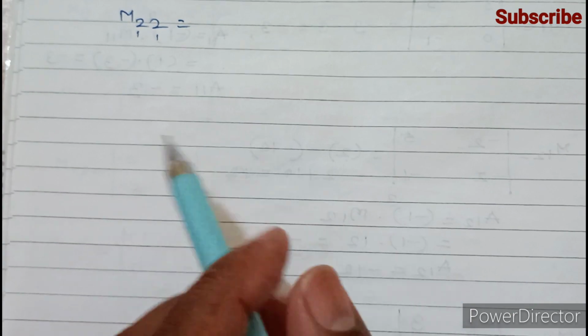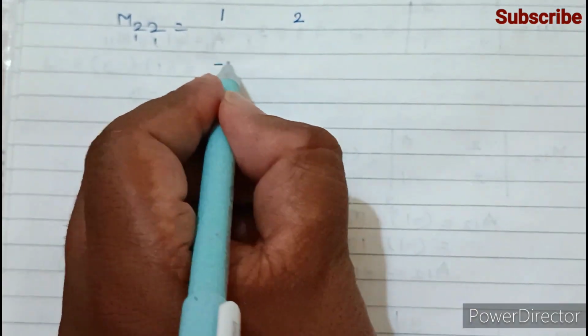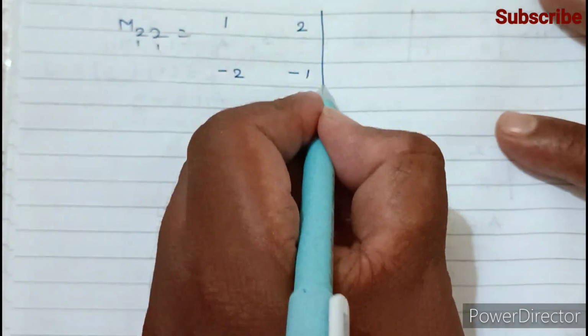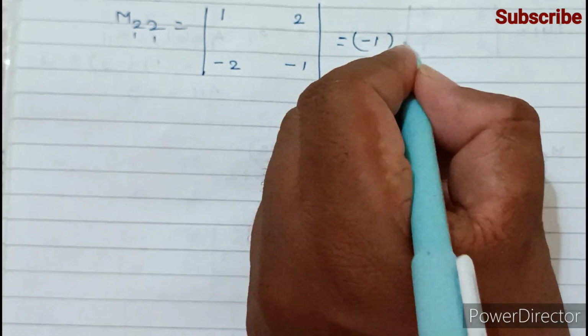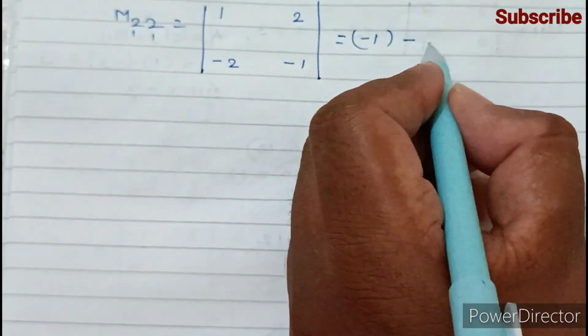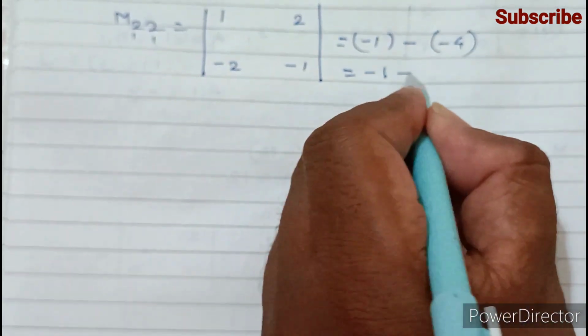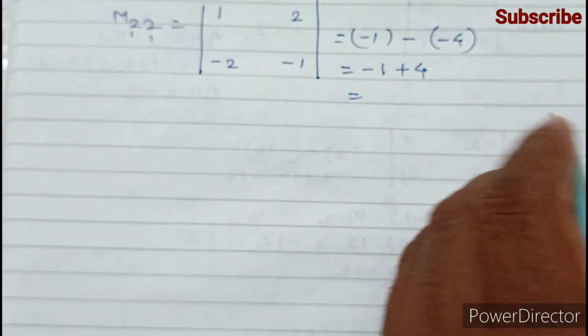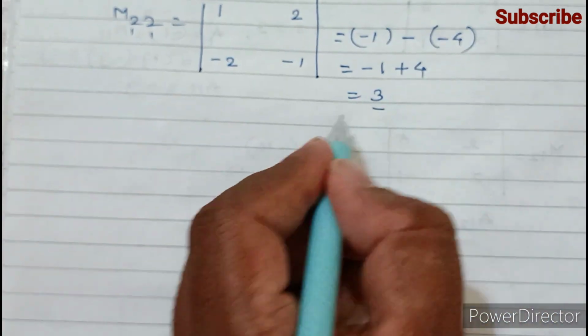We get the elements 1, 2, minus 2, minus 1. By finding the determinant of this: 1 into minus 1 is minus 1, minus 2 into 2 is minus 4. That will equal minus 1 minus minus 4, that is plus 3. We get M22 equals 3.